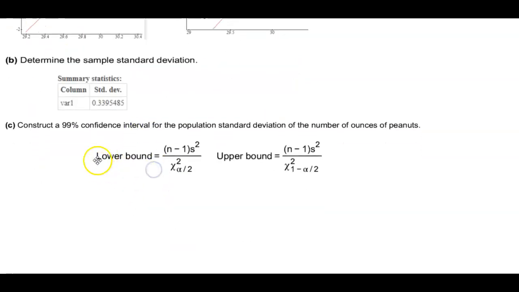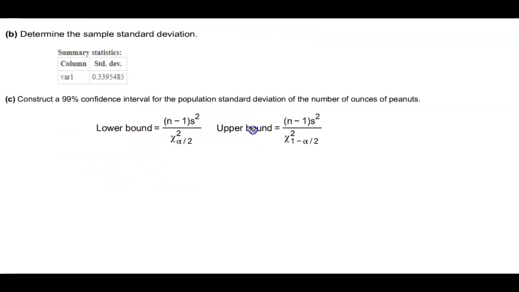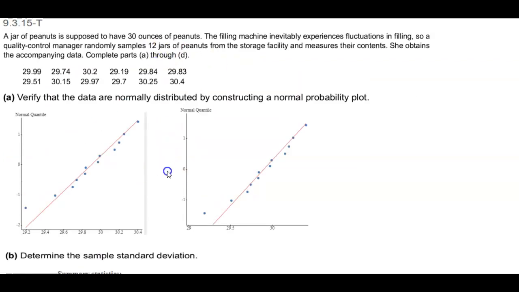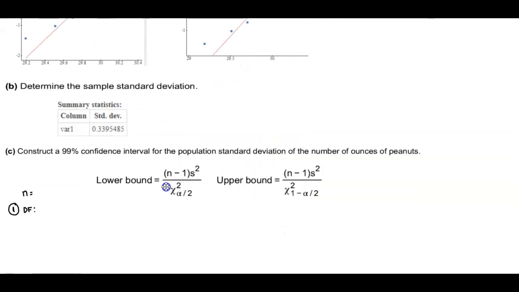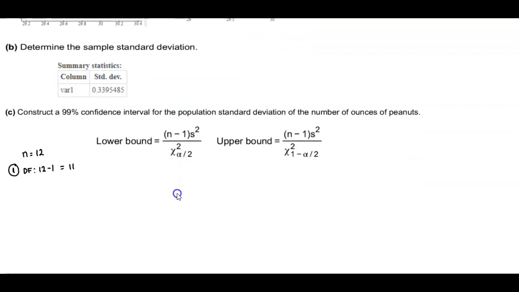Now we're going to construct a 99% confidence interval for the population standard deviation of the number of ounces of peanuts. The first thing we want to determine is the sample size, n. In our problem, we have 12 jars, so the sample size is 12. If we take 12 and subtract 1, the degrees of freedom is 11. Then we want to figure out what alpha is. Alpha is 100% minus 99%, which is 1%, which as a decimal is 0.01. If we take alpha divided by 2, 0.01 divided by 2 gives us 0.005.